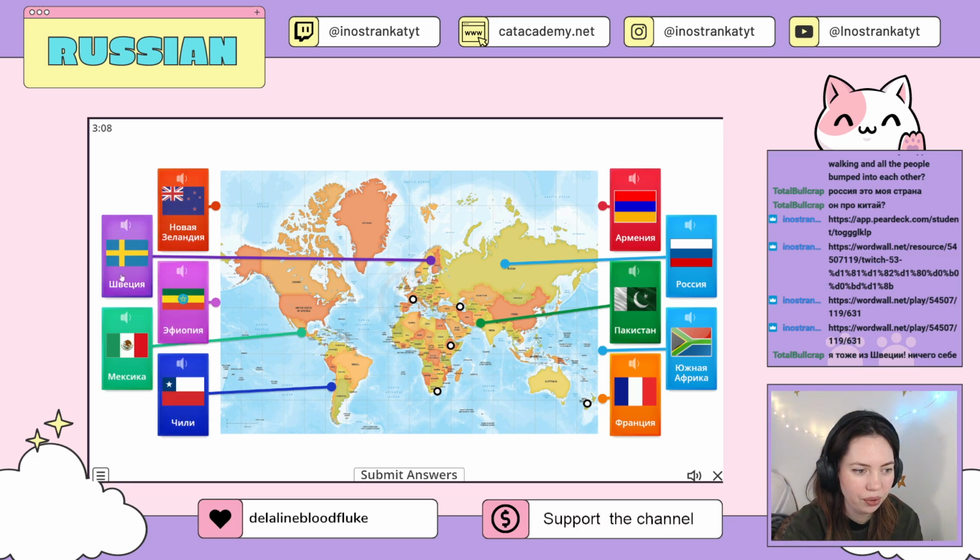I think I will do all of these on the left side first. Эфиопия. Ethiopia. Actually, it's a nice way to learn the flags because I didn't know like half of these flags.